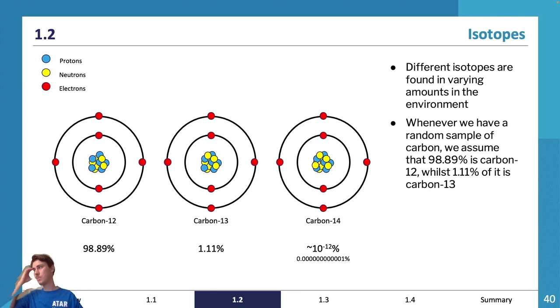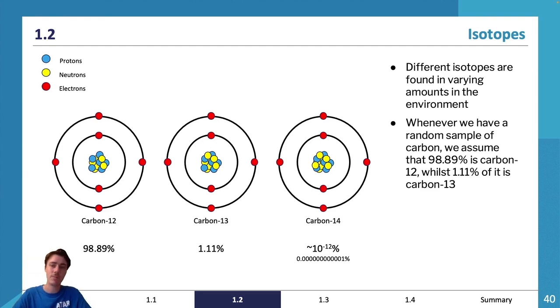So different isotopes are found in varying amounts. As you can see here, these are the exact percentages I was looking for. We assume that about 98.9%, it wasn't 99% but close to, of carbon is carbon-12, whilst 1.11% of it is carbon-13. And then carbon-14 is such a small percentage. I thought it was like 0.1, but maybe it's way, way less, because it just doesn't really exist.